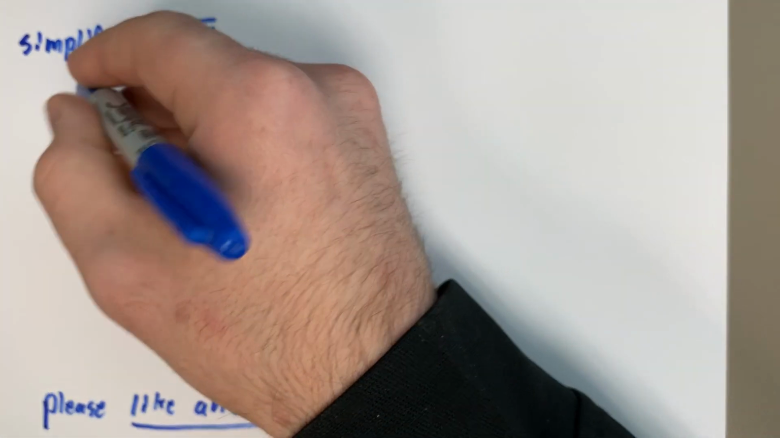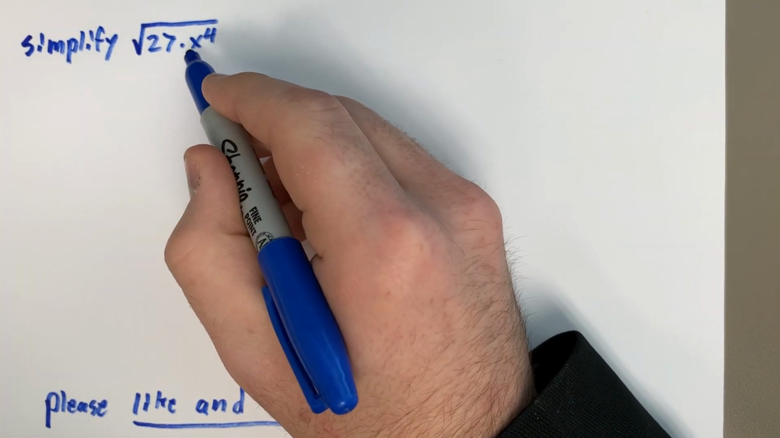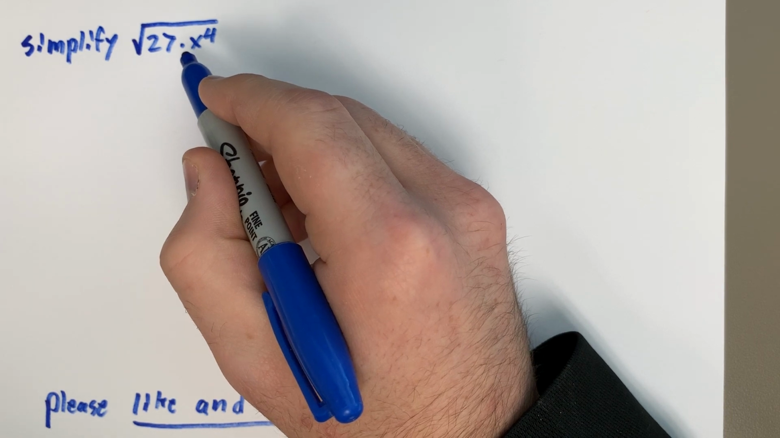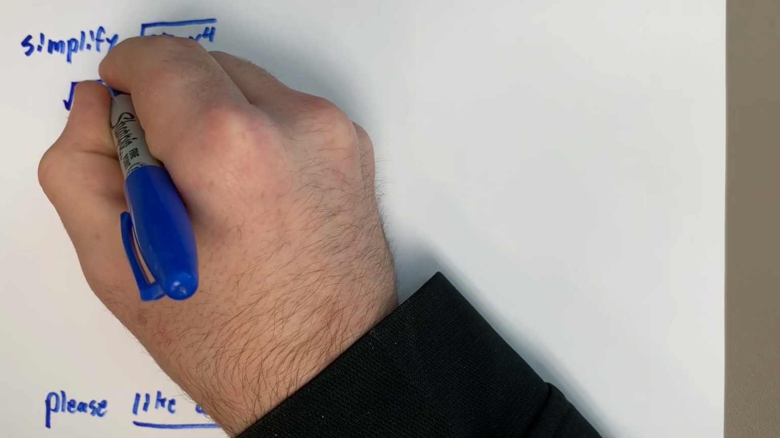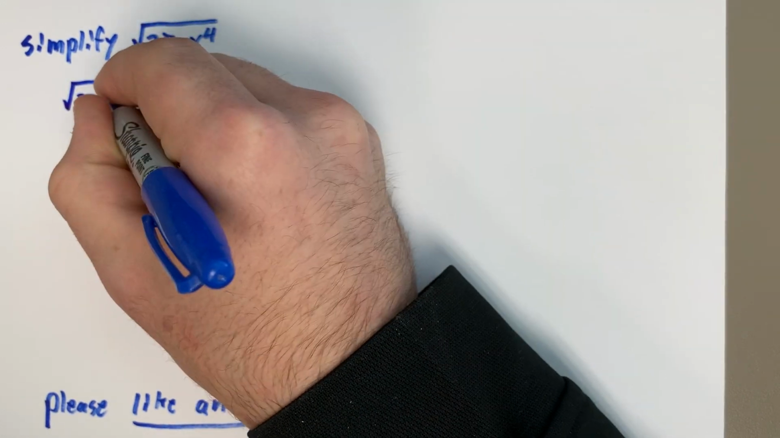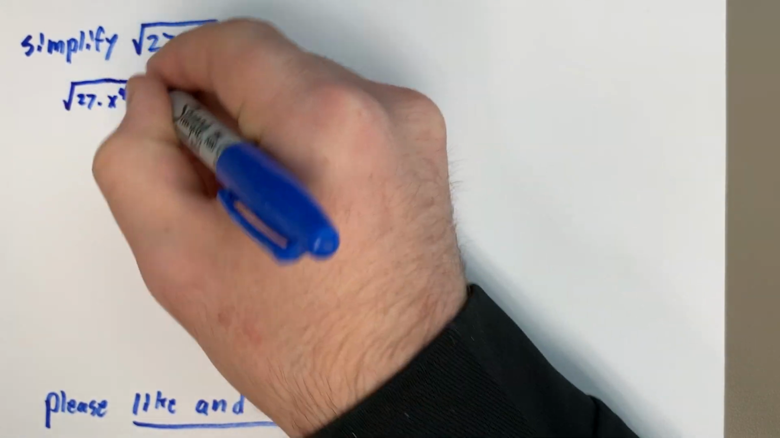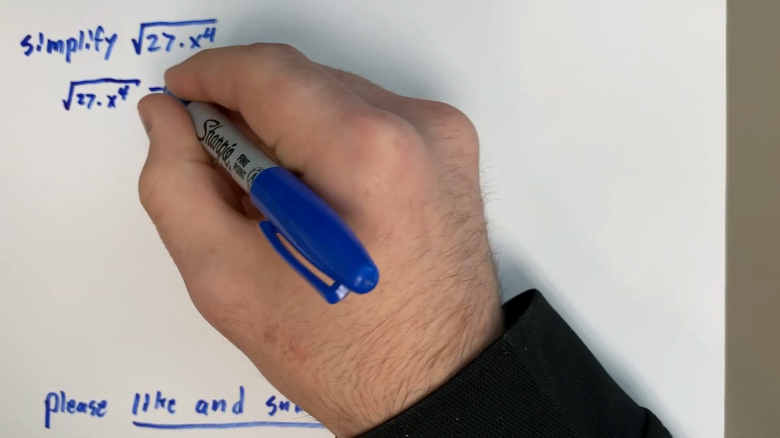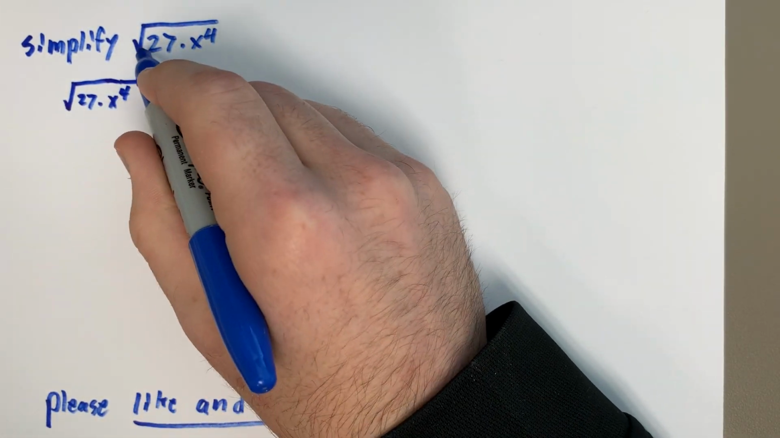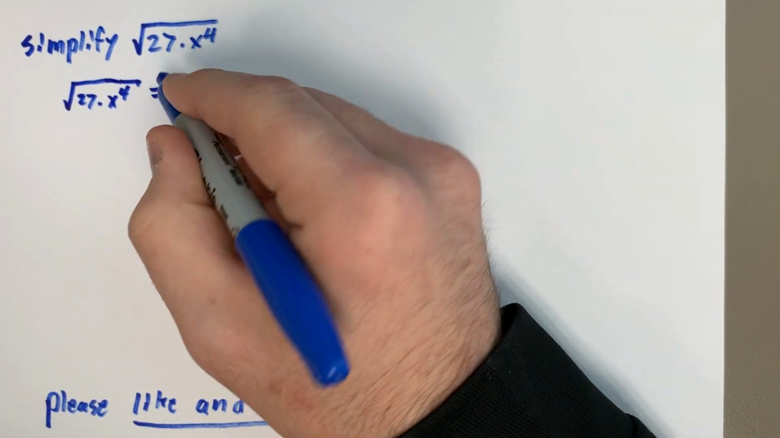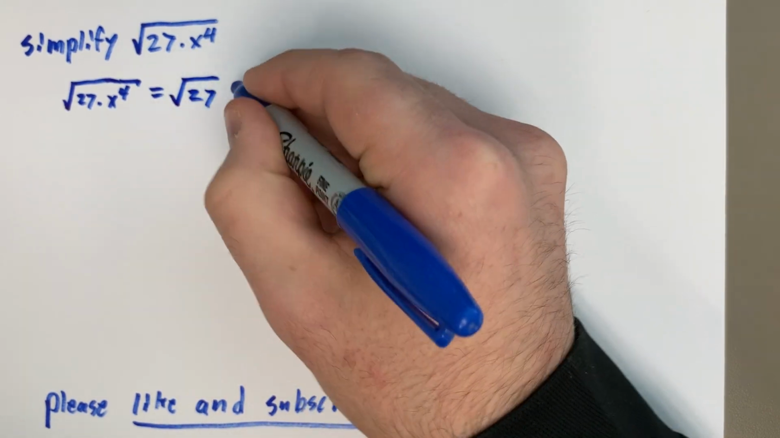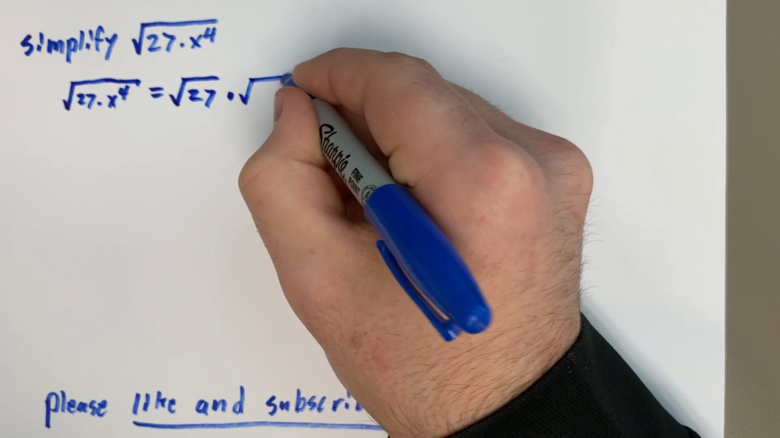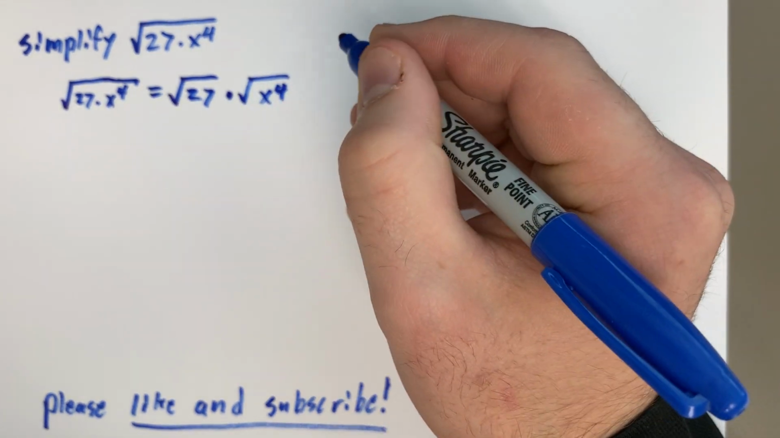First thing we want to note is that since we have two things being multiplied in here, we want to use the product rule for radicals. So that's going to give us square root of 27 times x to the fourth, just rewriting just so we can keep our work straight. Using the product rule, I have a root of two things multiplied, so that means I can have a product of the roots. So it gives us root 27 times root x to the fourth.